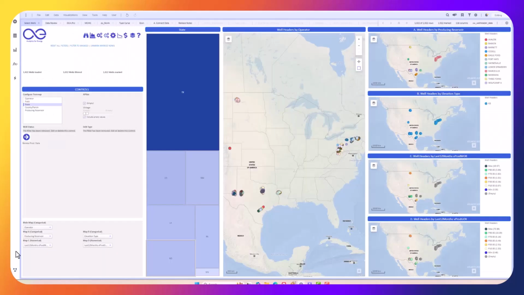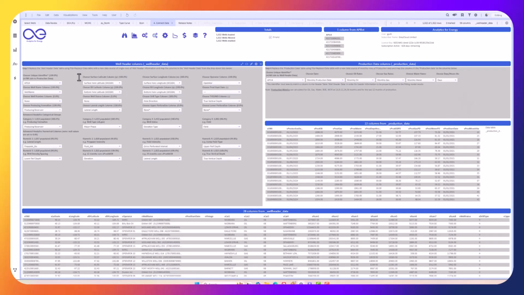Step 2. On the Connect data page, columns from the well header and monthly production data were mapped into the template. In reality, only the lats and longs from the header were used for the maps in the template. Only the monthly production data was used for the DCA Autocast.